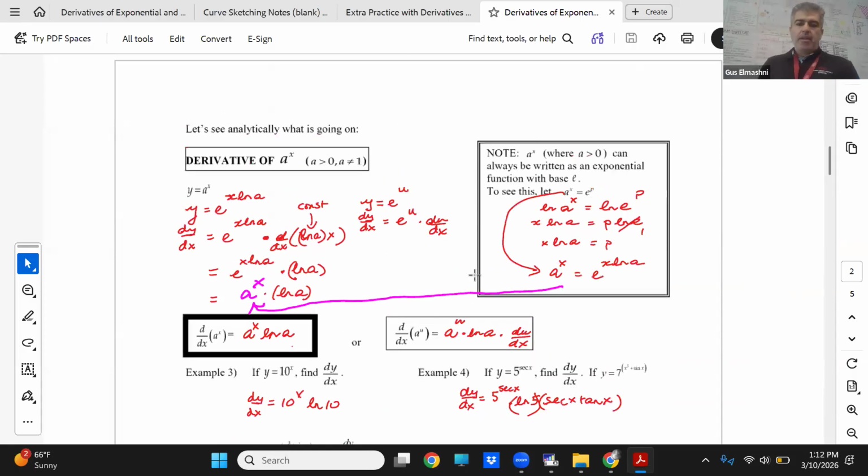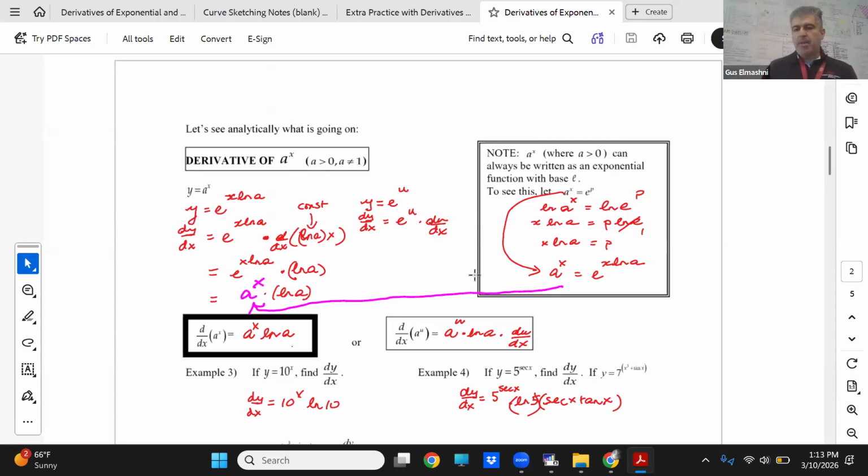Okay. So let's go off to the right. Look at the box off to the right. See it? What if you took a natural log of both sides? And what if a to the x equals e to the p? Fine, whatever. They're both exponential terms, right?